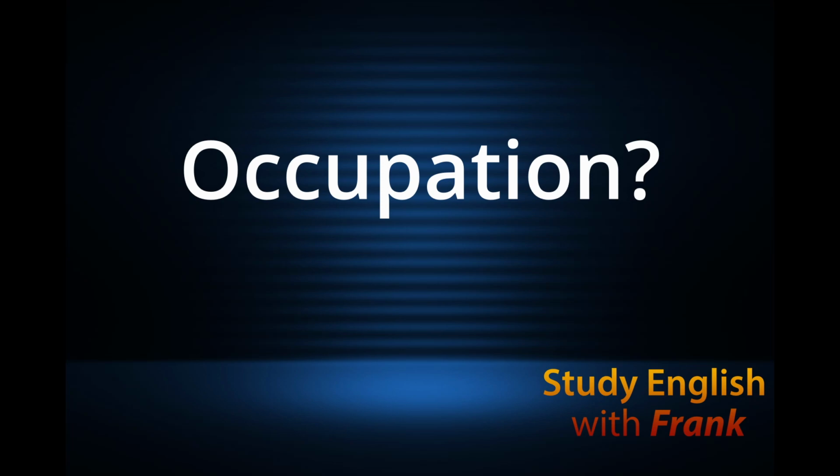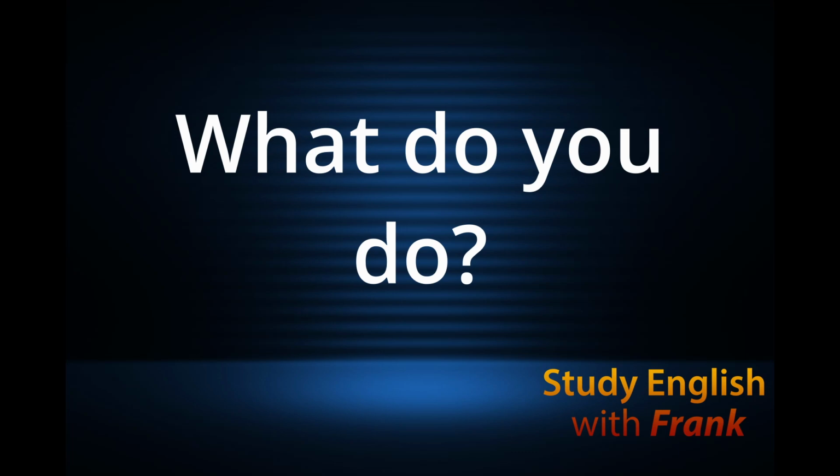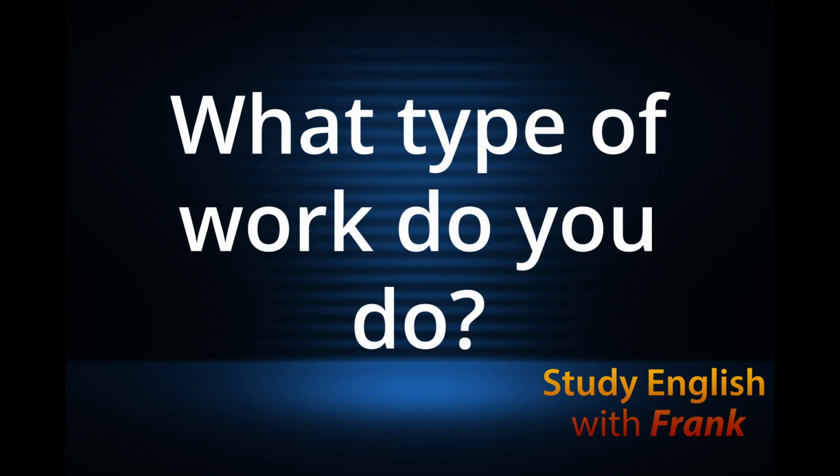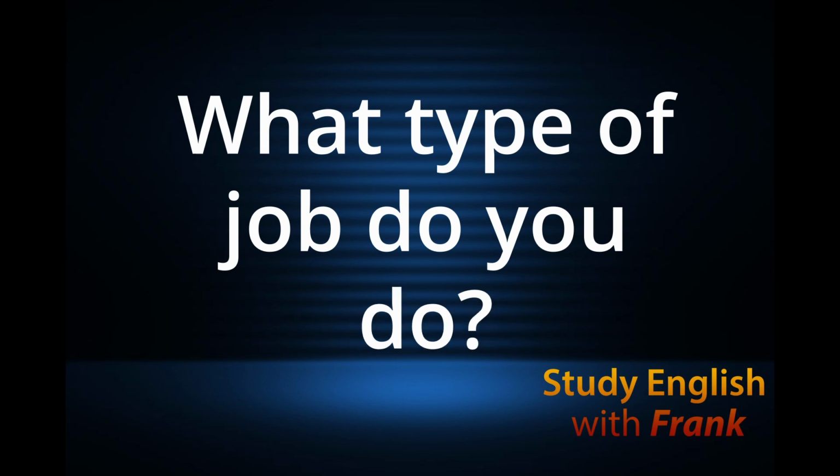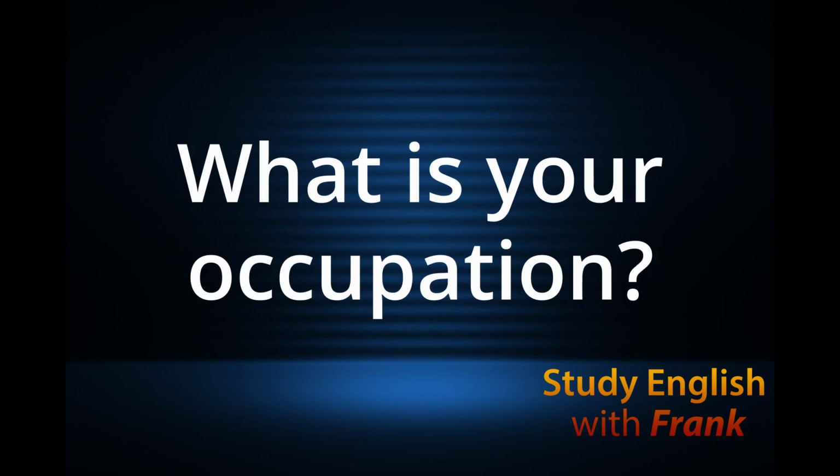And so those are the ways that you can ask the question. What do you do? What type of work do you do? What type of job do you have? Or what type of job do you do? And what is your occupation? And now that you know how to ask the question, let's take a look at some of the different types of work that people do.